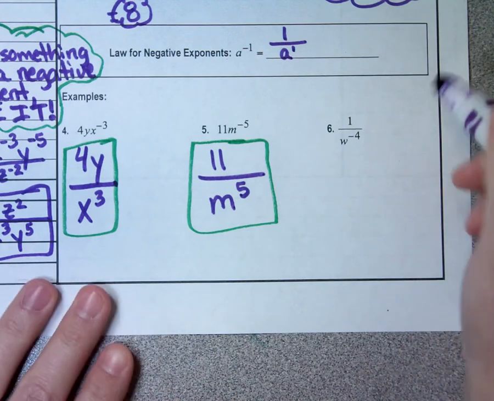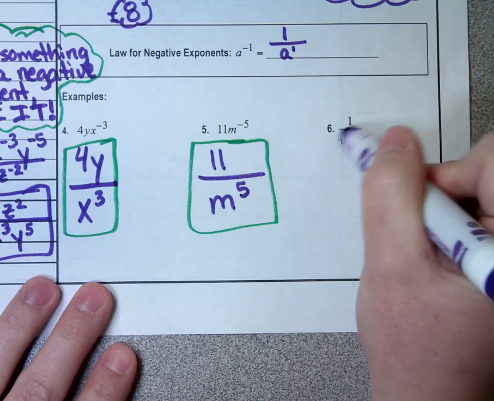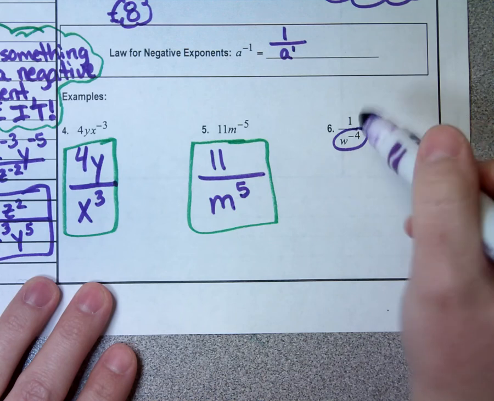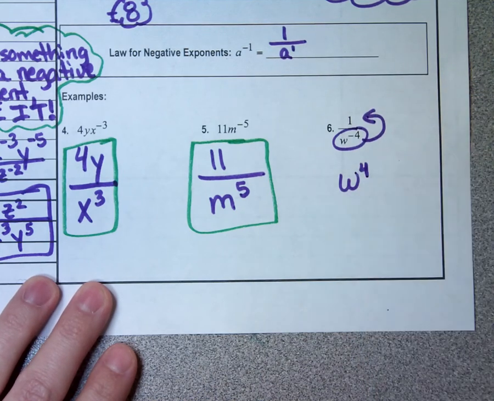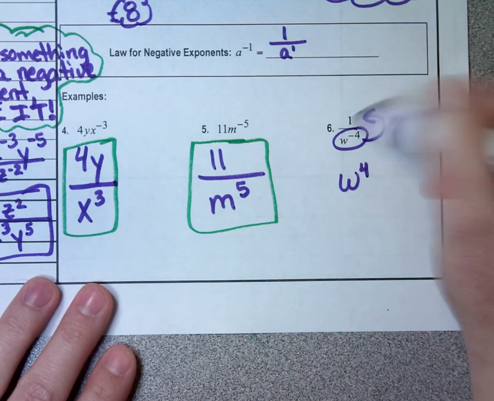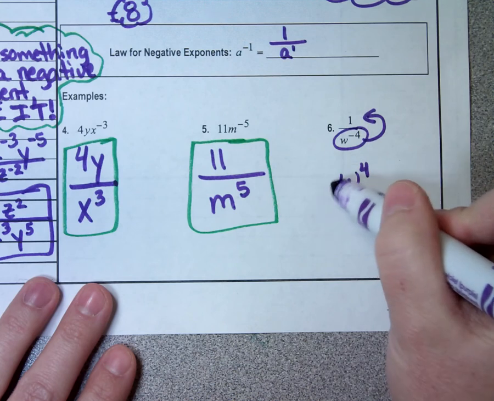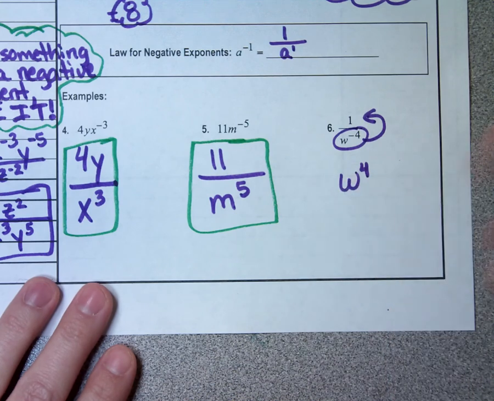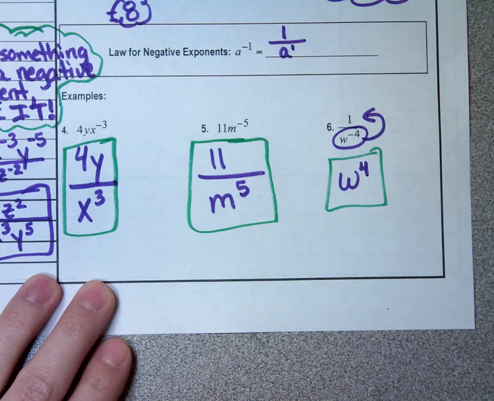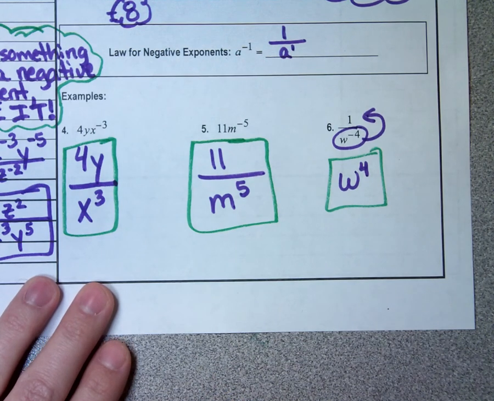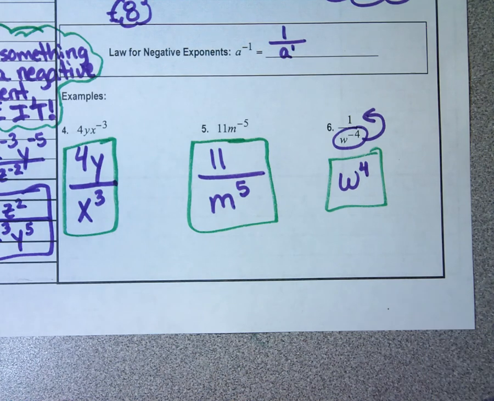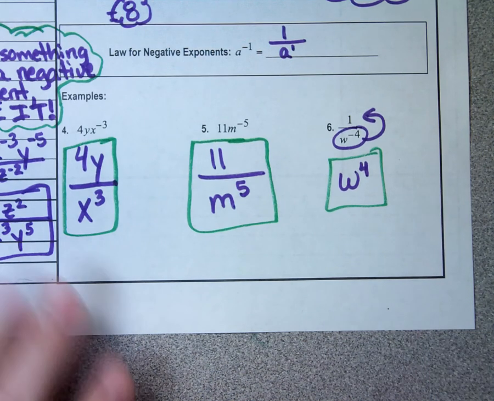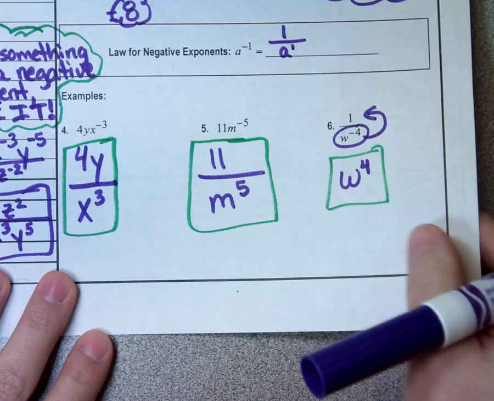Okay, number 6. The only thing that has a negative exponent is the w, so since it's in the denominator, it's going to move up to the numerator, and when it moves up there, the exponent switches to positive. And that's it. I don't even have to do anything with that 1, because 1 times w to the 4th is still just w to the 4th. So that's the negative exponent. If something has a negative exponent, you have to move its location. And like I said, I'm going to show you why that is in person in class.